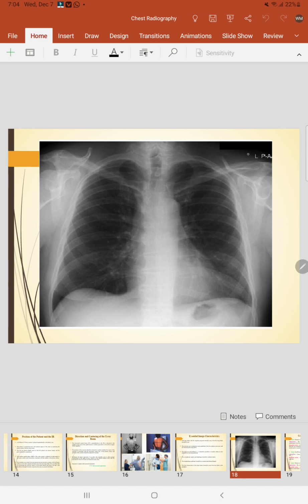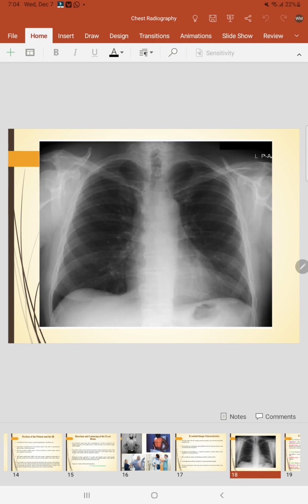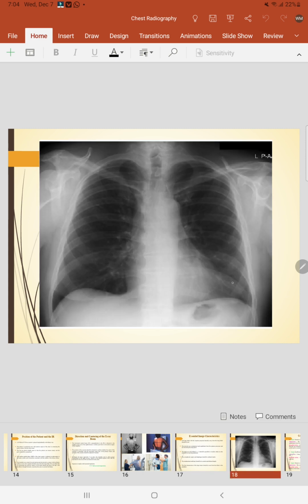The clavicles are symmetrical and equidistant from the spinous processes. Then the lungs are well inflated. You can see the lungs are well inflated.